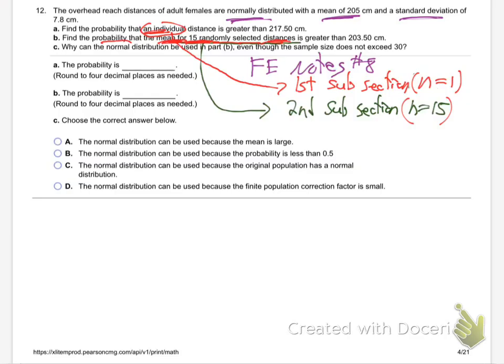All right, so we good there? So A and B are different. Then C is just words. You can answer that. Let's move on.